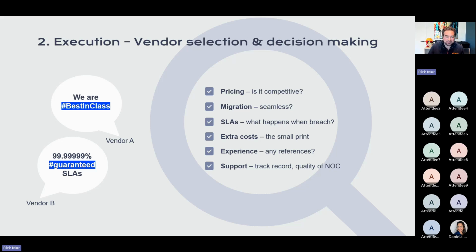We are using the same words for different things, or we're using different words for the same thing. So for example, vendor A says we're best in class, or we give a lowest price guarantee. And vendor B says we have guaranteed SLAs with a bazillion nines of uptime, whatever you want. And that's all great, but what are they actually guaranteeing in that SLA? What do they mean with best in class? What is actually broadband, right?